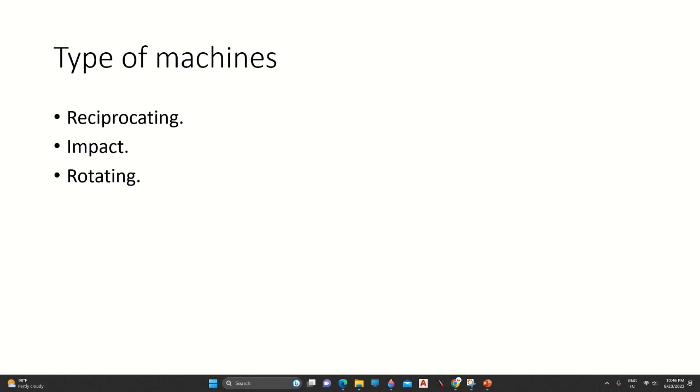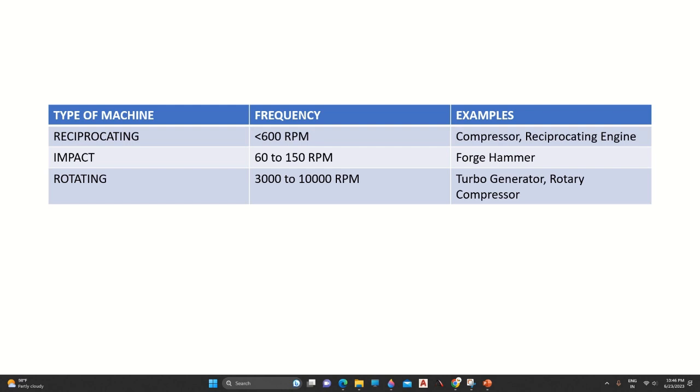So there are three types of machines. We have reciprocating machines, impact machines, and rotating machines. In reciprocating machines, generally the frequencies will be less than 600 rpm, and examples of reciprocating machines are compressors, reciprocating engines, and especially the engine of a train, where you have the action of a piston.